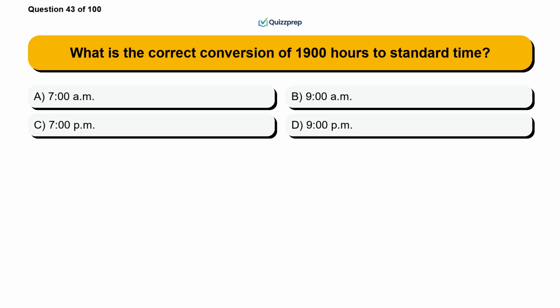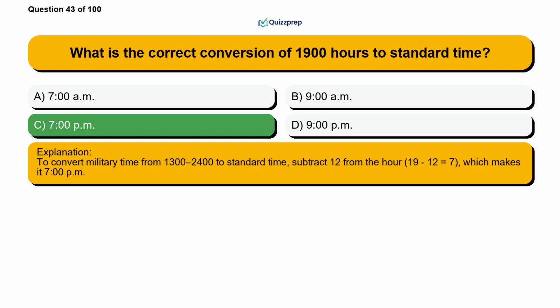Question 43. What is the correct conversion of 1900 hours to standard time? Option A, 7 a.m. Option B, 9 a.m. Option C, 7 p.m. Option D, 9 p.m. The correct answer is option C, 7 p.m. To convert military time from 1300 to 2400 to standard time, subtract 12 from the hour. 19 minus 12 equals 7, which makes it 7 p.m.